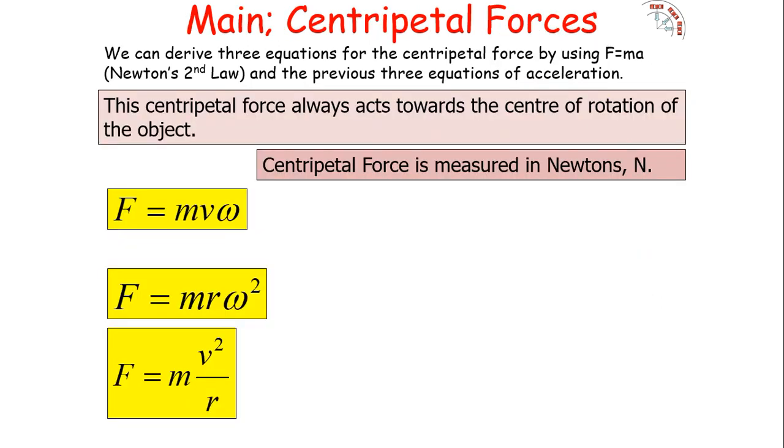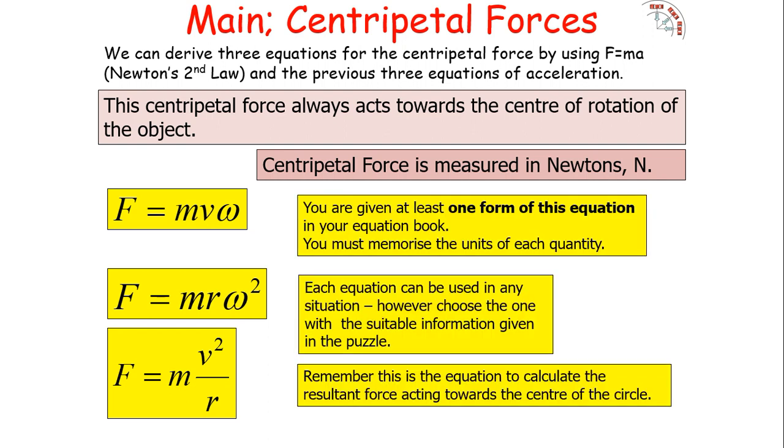So now, if we just add an m term in front of all those equations, we can get an equation for centripetal force. The centripetal force, which always acts towards the center of the rotation of an object, is always a resultant force, and it's always measured in newtons. It can be given by F equals mv omega, F equals mr omega squared, or F equals mv squared over r, with the bottom one being probably the most commonly known equation for centripetal force. You're given at least one form of this equation in your equation book, but I would memorize the units of each quantity.